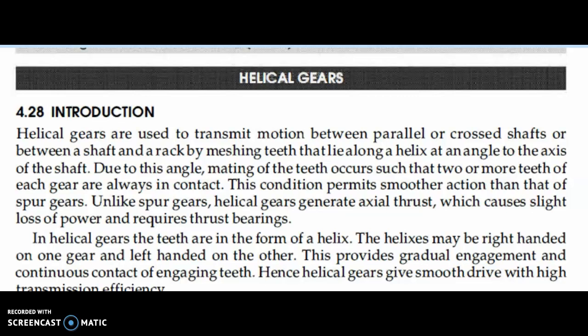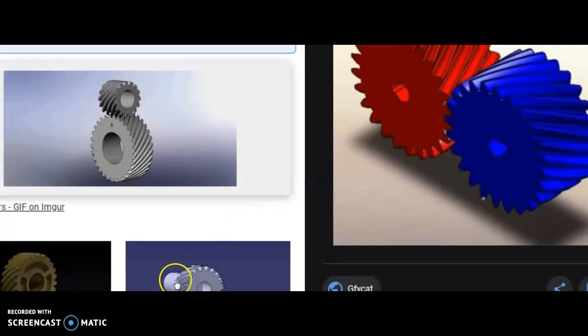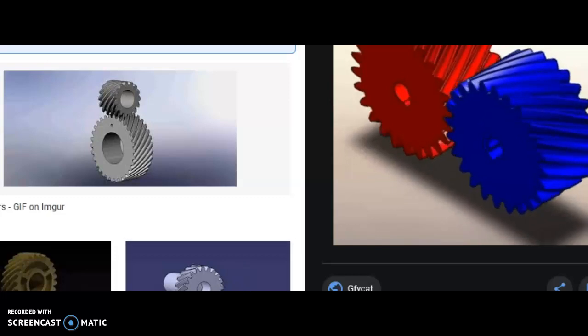Hi students, next we can study the design of a helical gear. Before that, we have to know how the helical gear works. For that, please watch this video. This figure shows a helical gear.